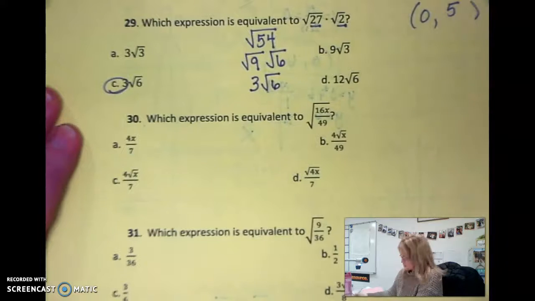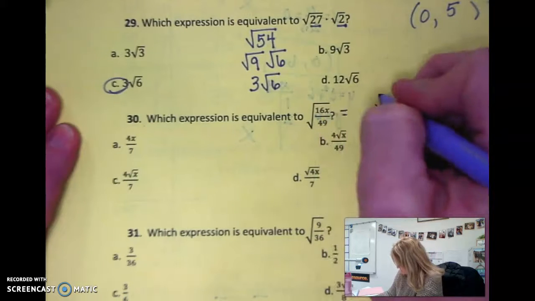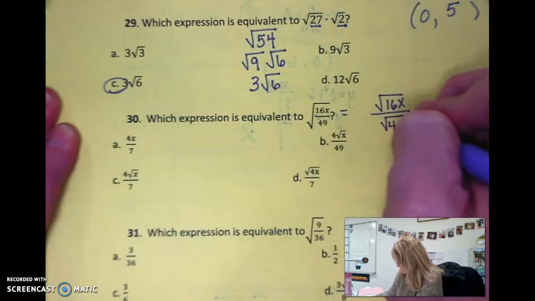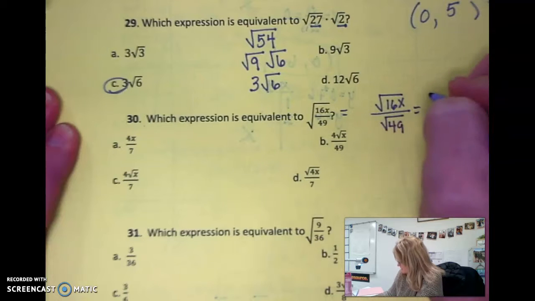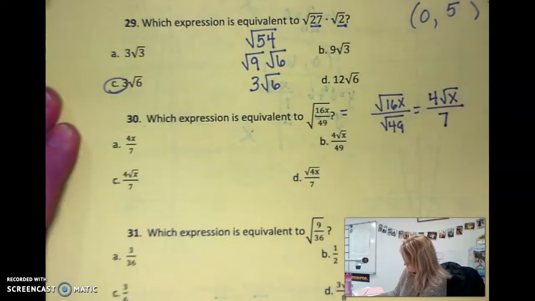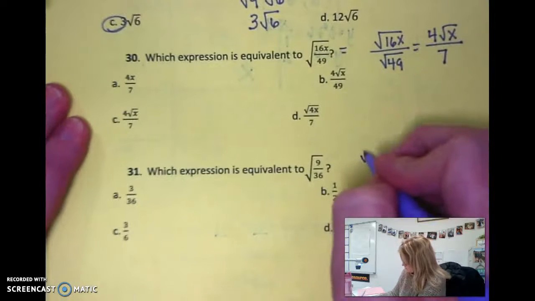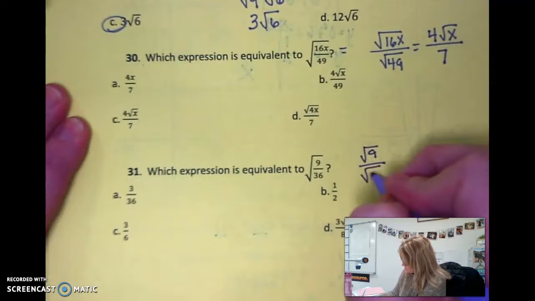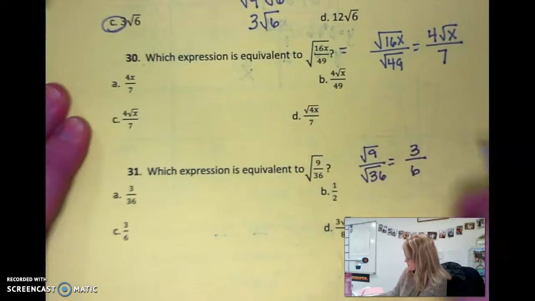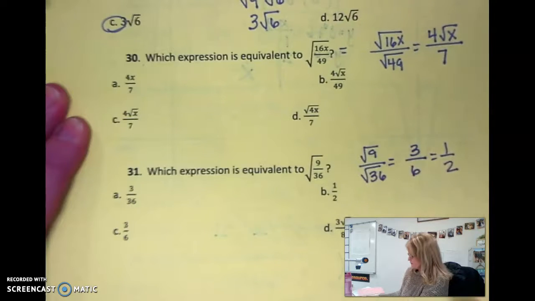Same thing with the next one. This is the same as taking the square root of 16x over the square root of 49. Square root of 16 is 4. I do not know the square root of x. Square root of 49 is 7. Also, square root of 9 over the square root of 36. Square root of 9 is 3. Square root of 36 is 6. And 3/6 reduces to 1/2.